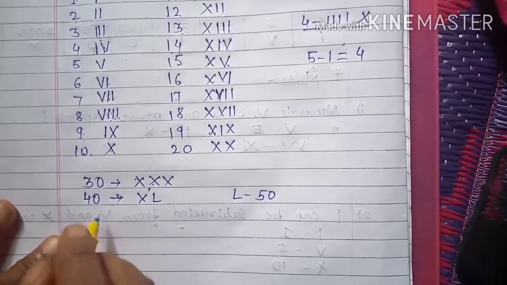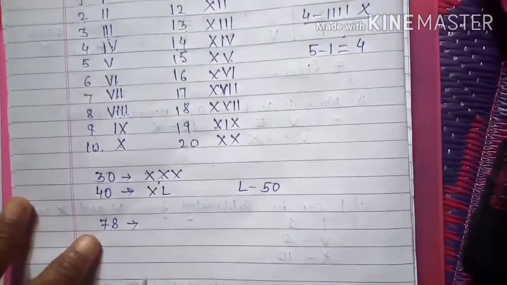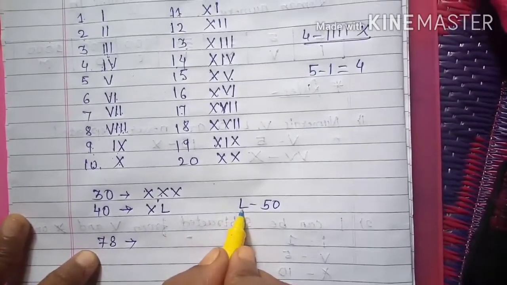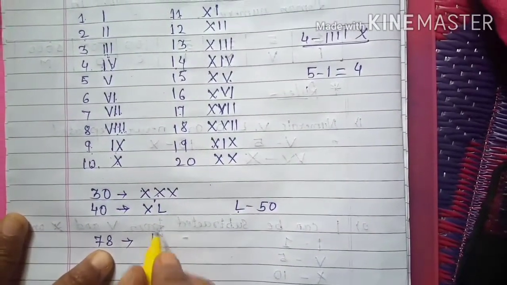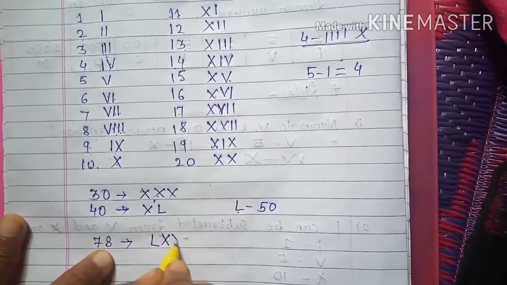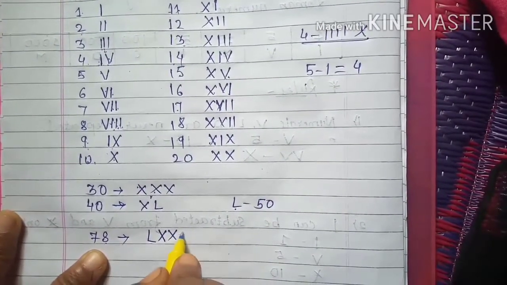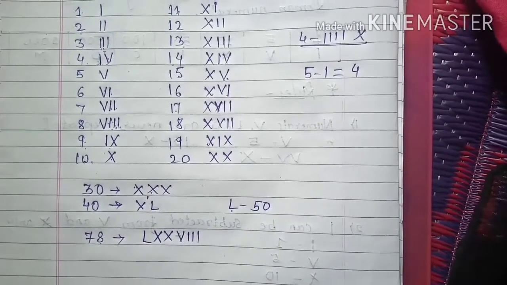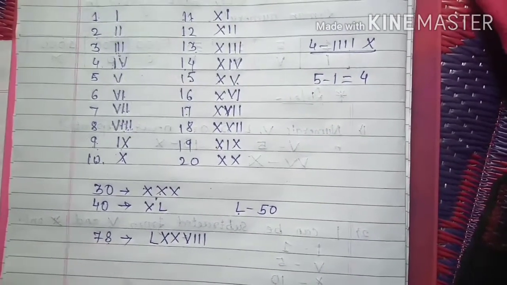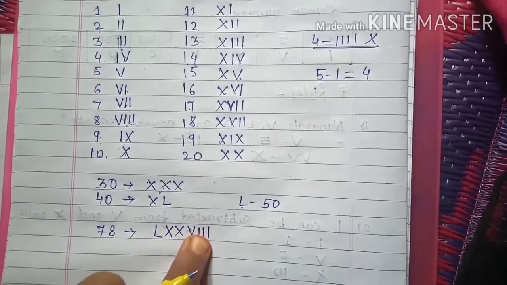Again I will take one example. Let us write down 78. How will we write it? First we have to write the 50, that is L. 50 plus 20 is 70. Then 8 means capital V and I 3 times. This is the Roman numeral for 78. 50, 60, 70. 70 plus this 8 is 78.